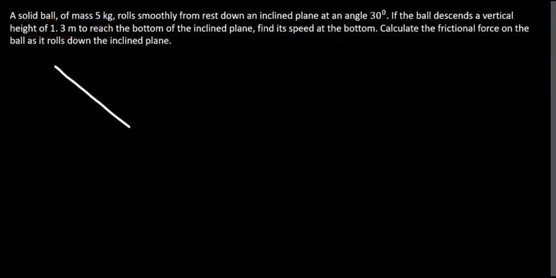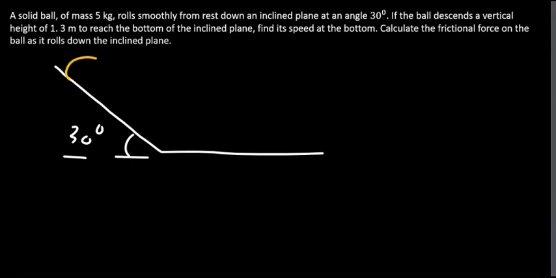So what you have is an inclined plane like that. The angle is 30 degrees. And you have a solid ball that is rolling like that. It starts from a vertical height of 1.3 meters. We want to know the speed of this ball as it gets to the bottom of that plane.